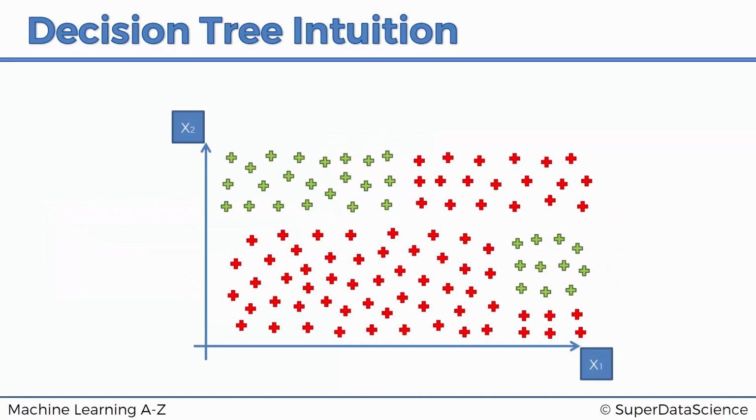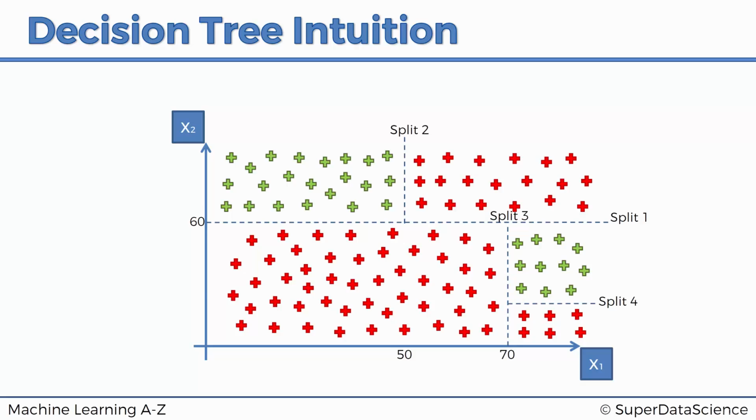So here we've got an example with lots of points on our two-dimensional scatter plot. Now, how does a decision tree work? What it's going to do is cut it up into slices in several iterations. So let's have a look. There'll be split 1, there'll be split 2. Split 1 split our data at x2 equals 60, split 2 split our data at x1 equals 50, split 3 split our data at x1 equals 70, and split 4 split our data at x2, it's not shown here, but it's about 20. So that is how a decision tree works.